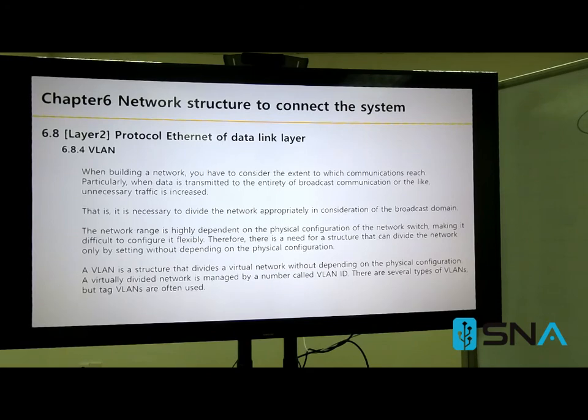Anyway, it is necessary to divide the network properly in consideration of the broadcast domain. The network range is highly dependent on the physical configuration of the network switch, making it difficult to configure flexibly. Therefore, there is a need for a structure that can divide the network only by setting, without depending on the physical configuration.